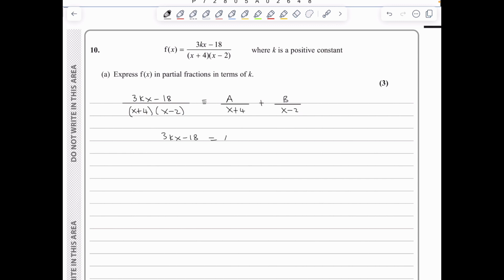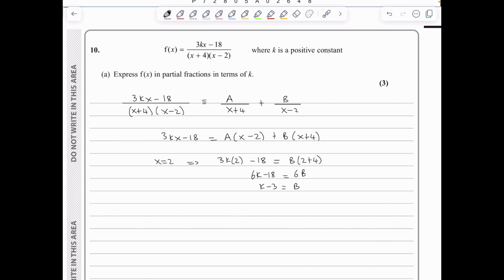3kx minus 18 is equal to a times x minus 2 plus b times x plus 4. So we got rid of the denominators. Now we'll be substituting nice values for x to determine the values for a and b. If we put x to be 2, then this will be 0. So setting x equal to 2 leads to 3k times 2 minus 18 is equal to b times 2 plus 4. So we've got 6k minus 18 equal to 6b, and dividing throughout by 6 leads to k minus 3 for the value of b.